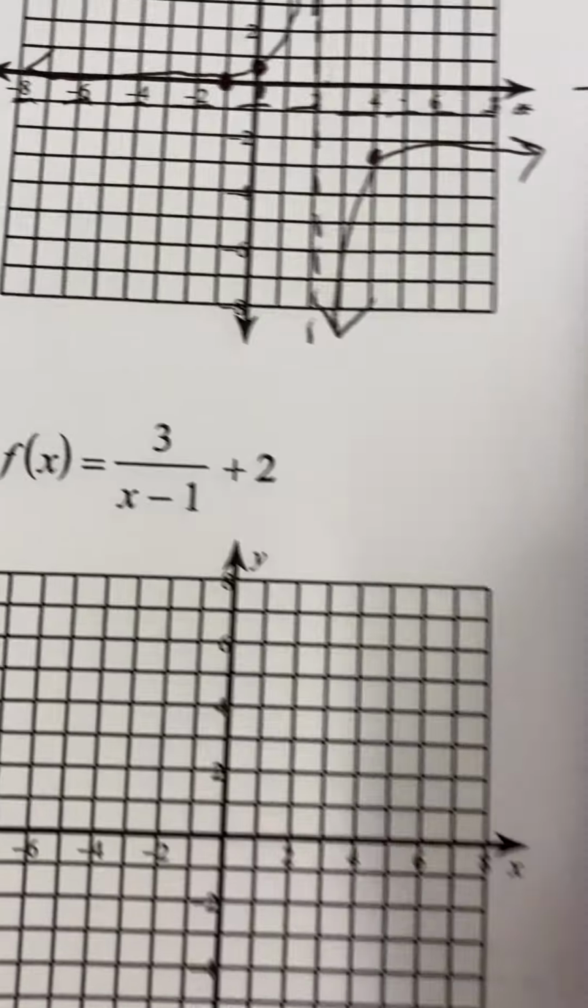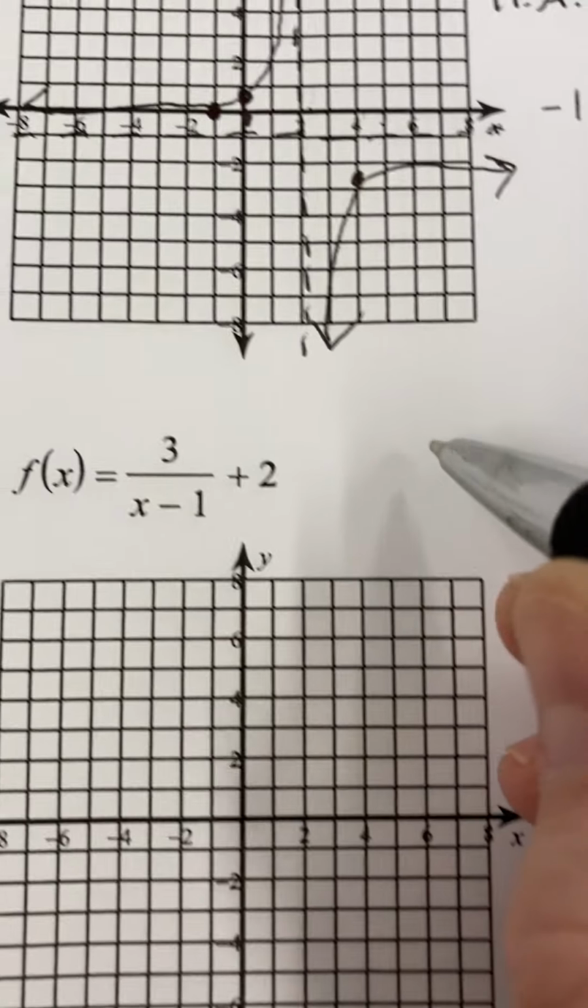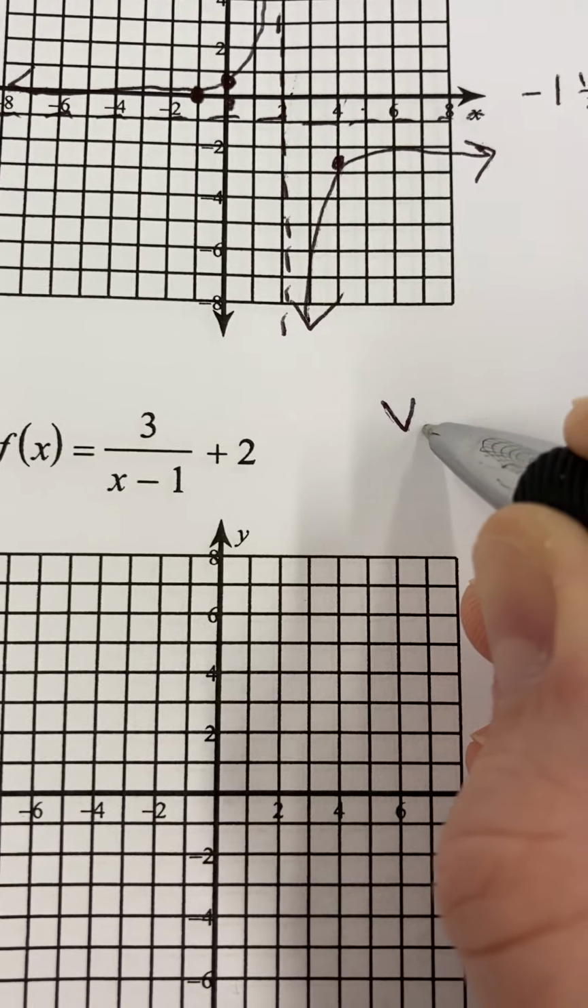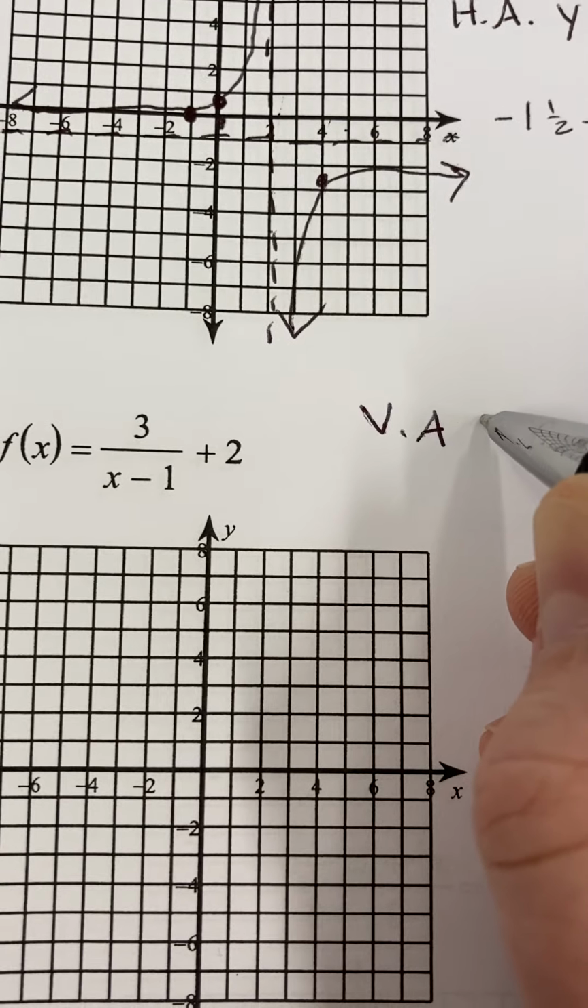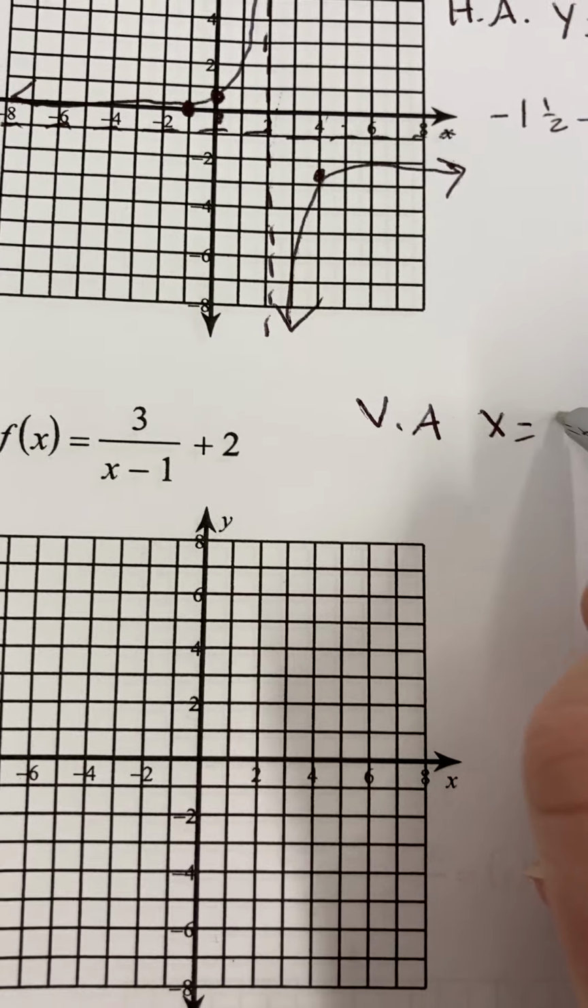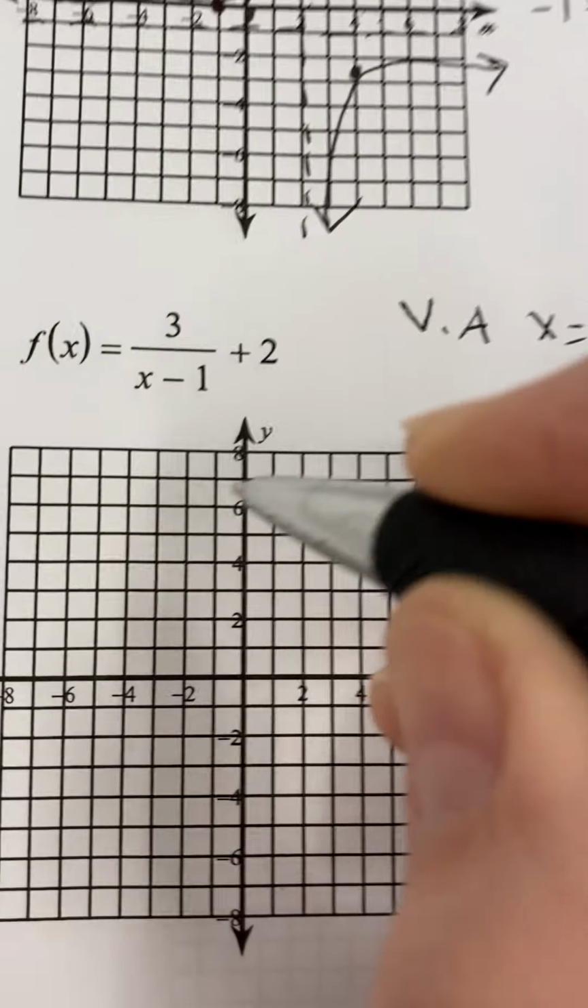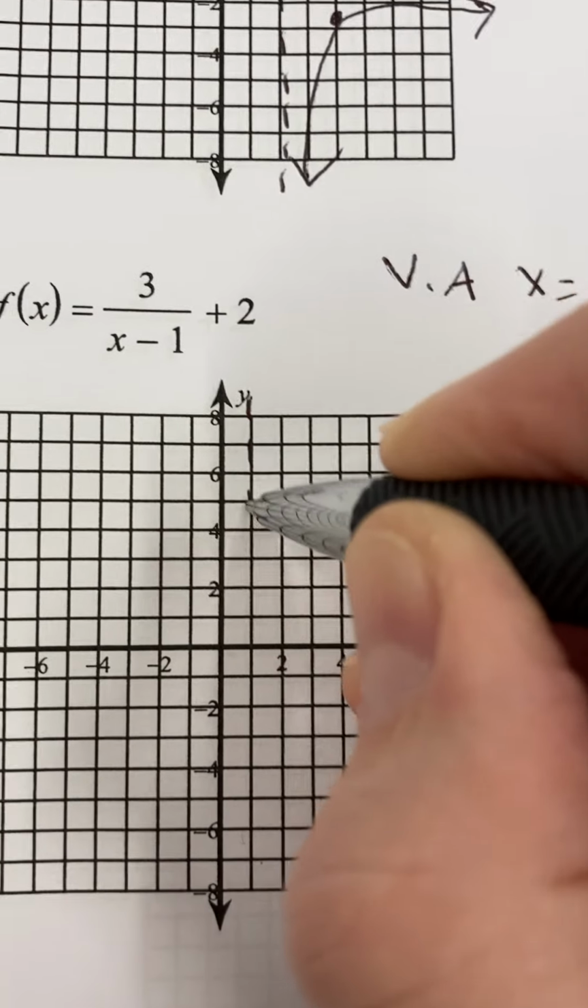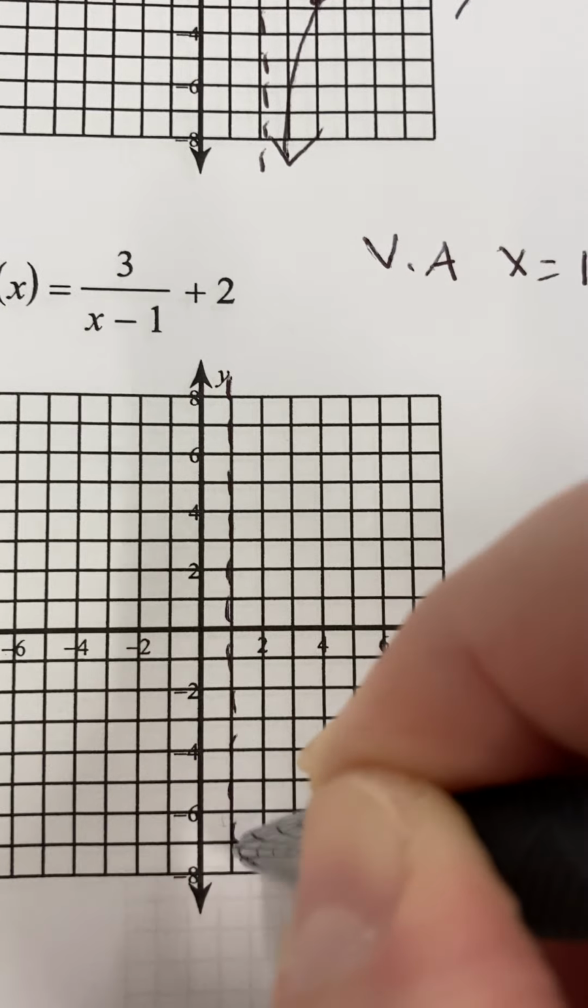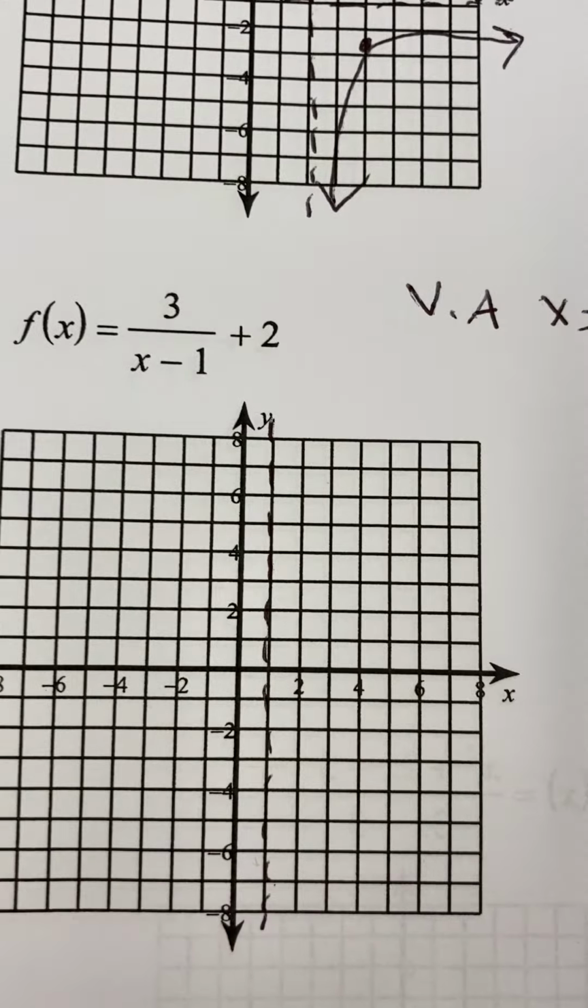All right, so coming down to this one, let's do our vertical asymptote again. Our vertical asymptote is what makes the denominator 0. So when x is equal to 1, I'm going to have a vertical asymptote. So it's going to be right here. Okay, here's my dotted line.